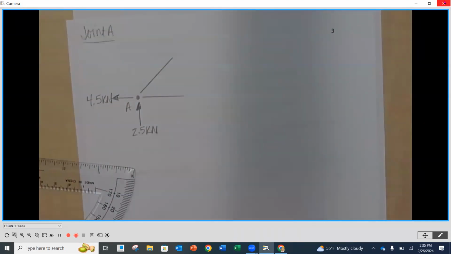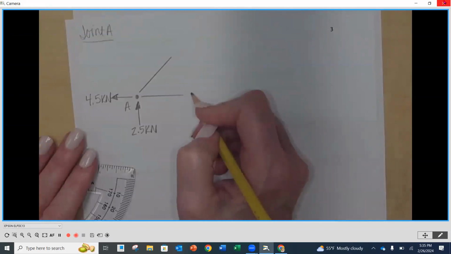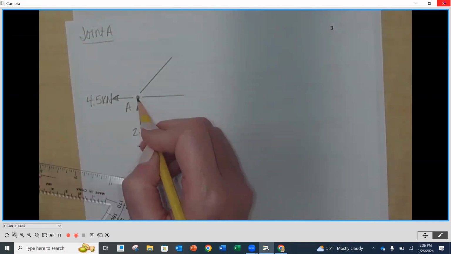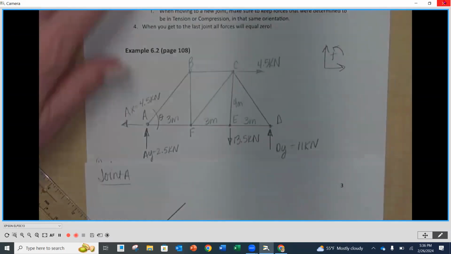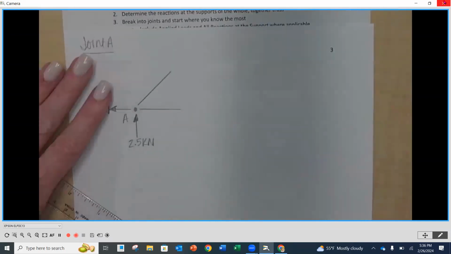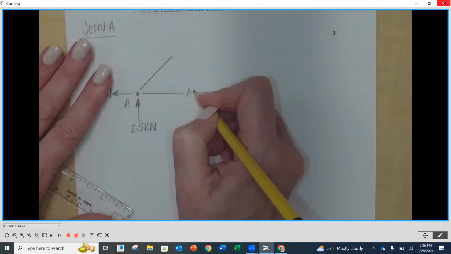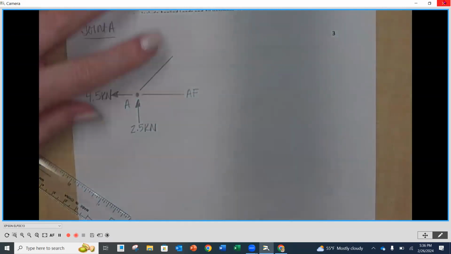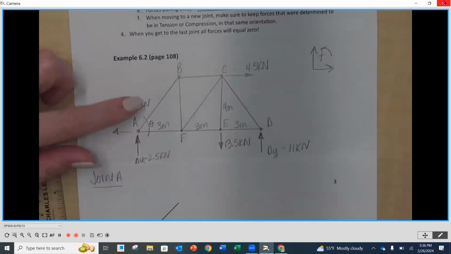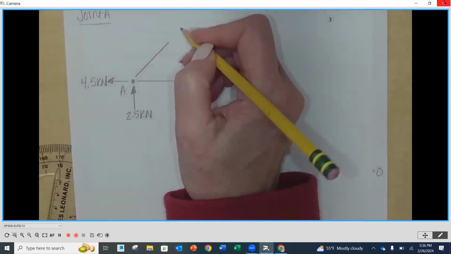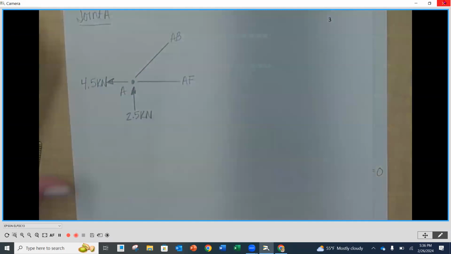Now, along those two lines, what we want to do is identify what those members are. Since this is point A, and if we look at our diagram, this horizontal line is going to lead to point F. So we're just simply going to call this AF or FA, whichever one you want to do. And then for the one that's going up and to the right, you'll notice that it's connecting A to B. So we're going to call that AB.